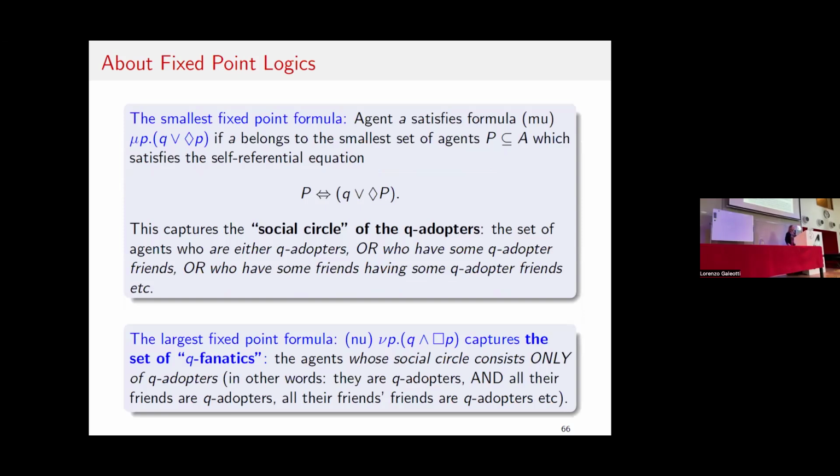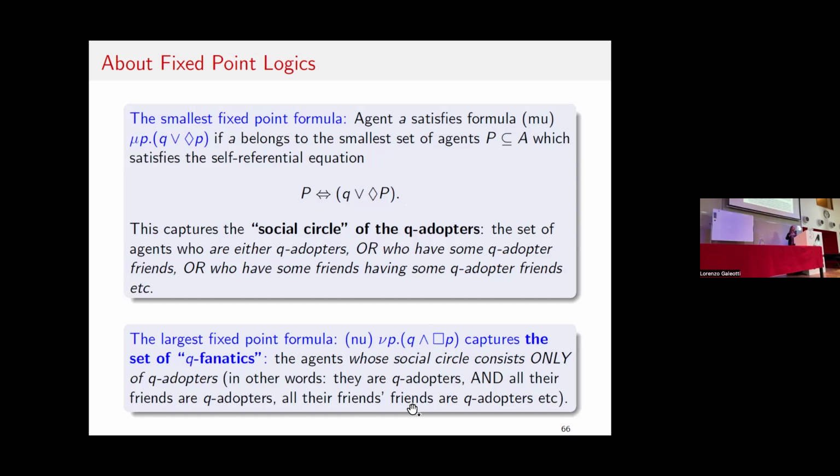Let me tell you a little bit about how we reason about fixed point logics. There is a thing that we call the smallest fixed point formula. Here agent A satisfies this formula μP. Q or diamond P. That means that A belongs to the smallest set of agents, capital P, which satisfies this self-referential equation. So this captures the circle of Q adopters. Either you already have property Q, or there is somebody, a friend, who is going to, and then P, and it's recursive, so then has property Q as well.